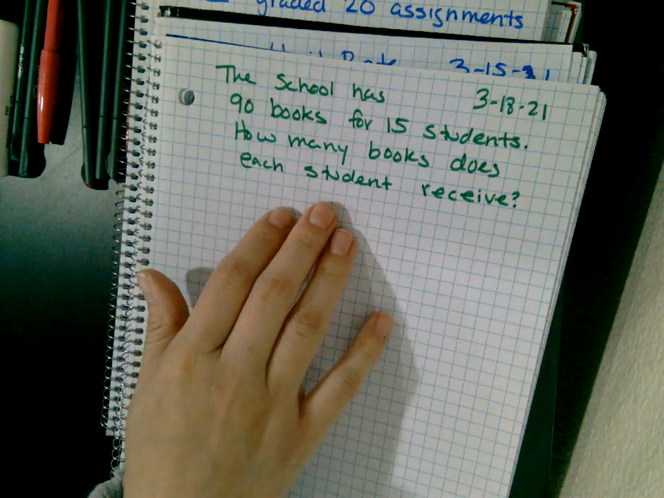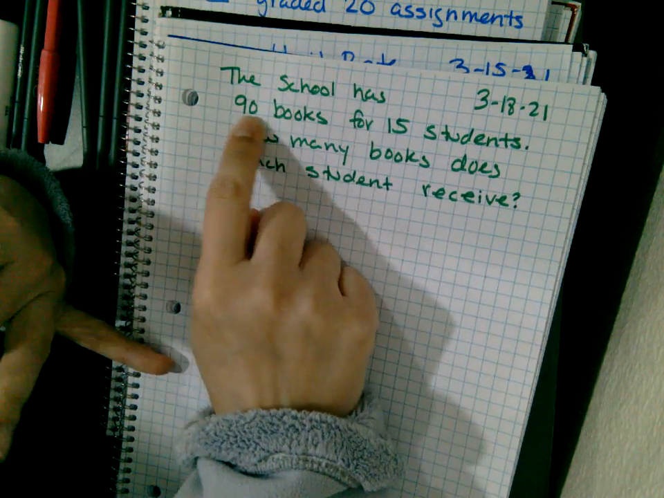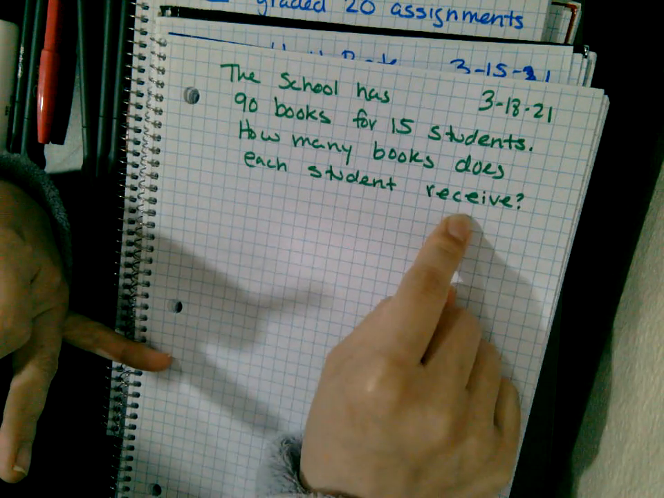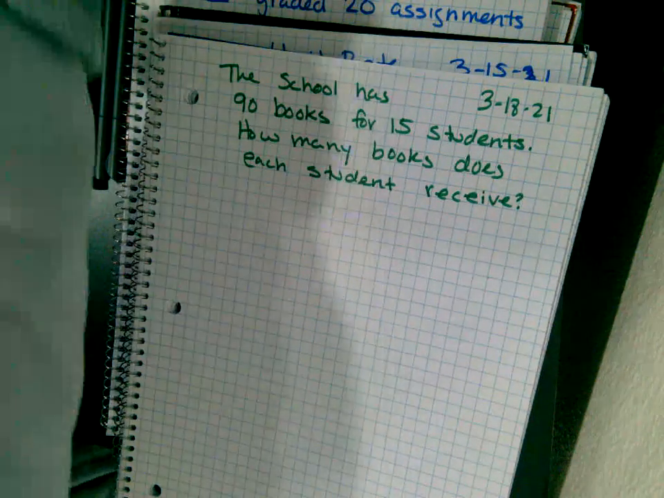Okay, so write this down. The school has 90 books for 15 students. Okay, how many books did each student receive?